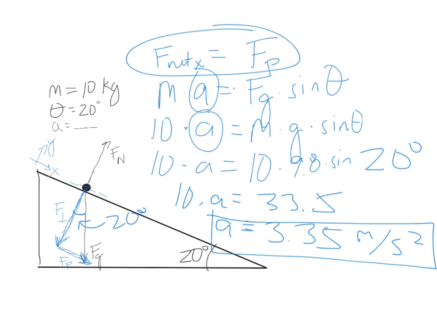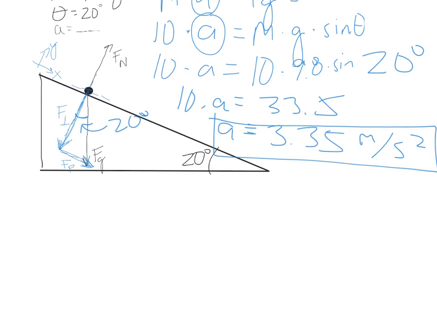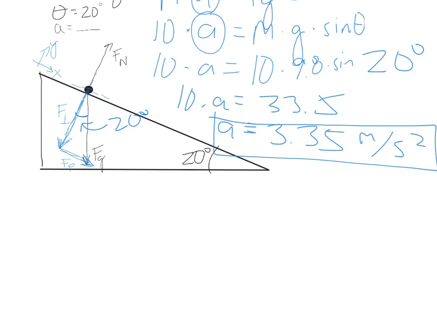Alright, so let's assume that we were not told the mass of the box. Let's assume that the problem only told us the angle is 20 degrees and there's no friction. What's the acceleration? Let's think through this a little bit more. Let's just redo this. Let's assume we don't know that mass. Well, we'd still set up our free body diagram just like this.